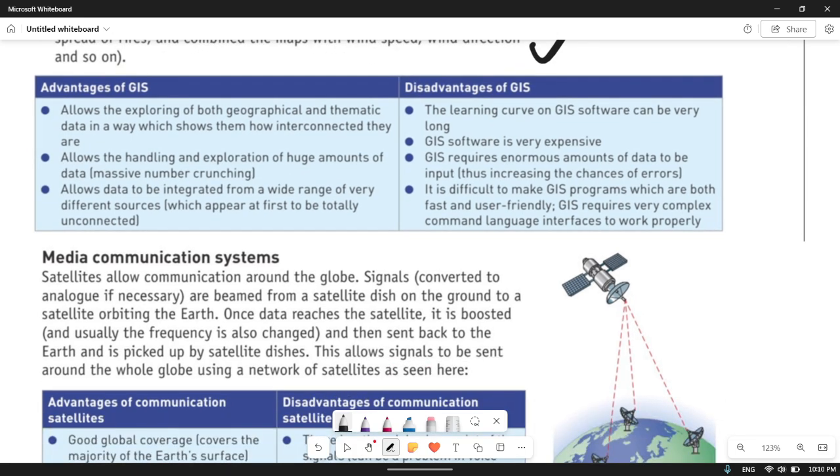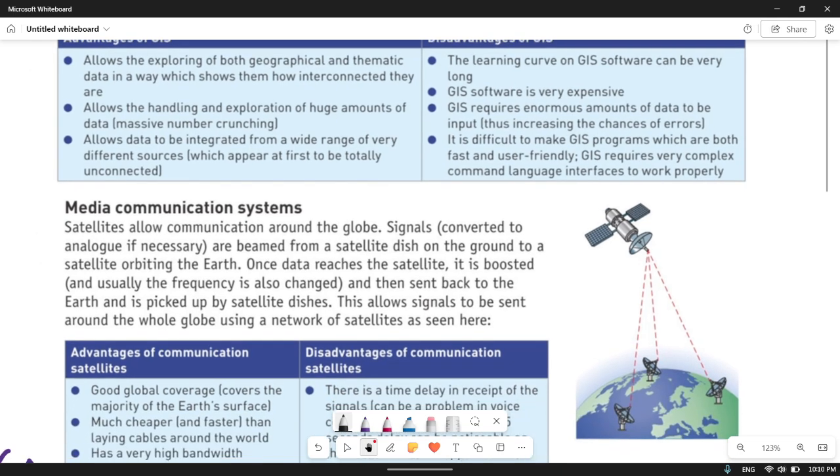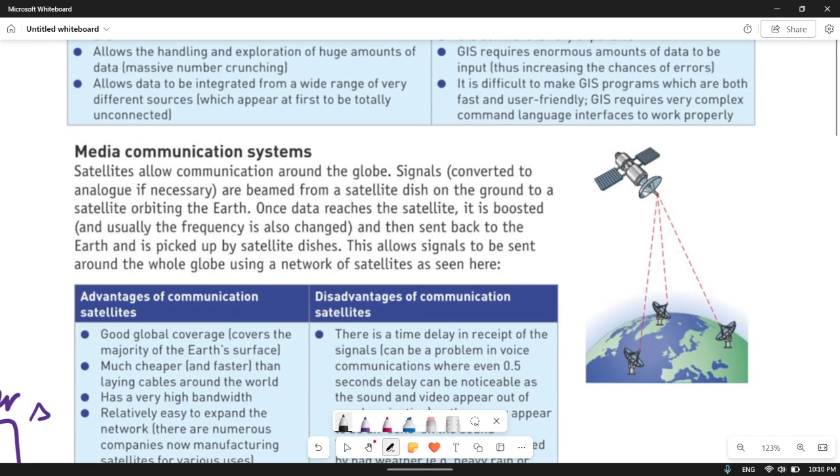It's difficult to make GIS programs which are fast and user friendly. Because of how much data is given to it, it's very difficult to make it fast. It requires a very complex command language interface to work properly.